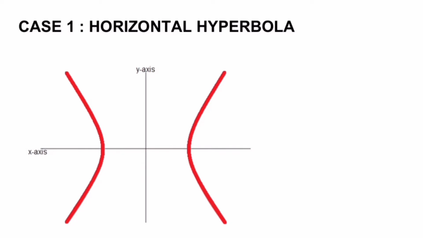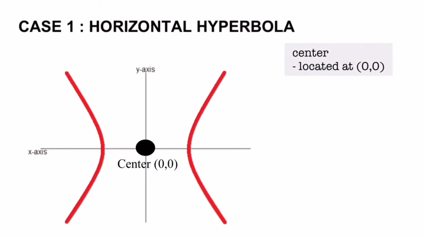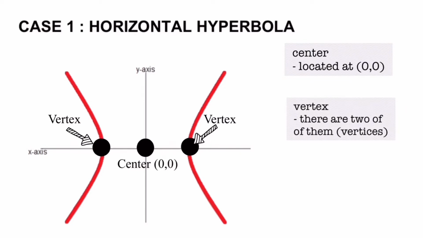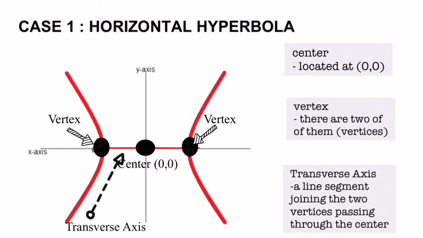Now, these are the parts. The first part is the center. The center is located at (0, 0), or at the point of origin. Another part is the vertex. There are two of them. We call them vertices. Another part is the transverse axis. The transverse axis is the line that connects the two vertices passing through the center.